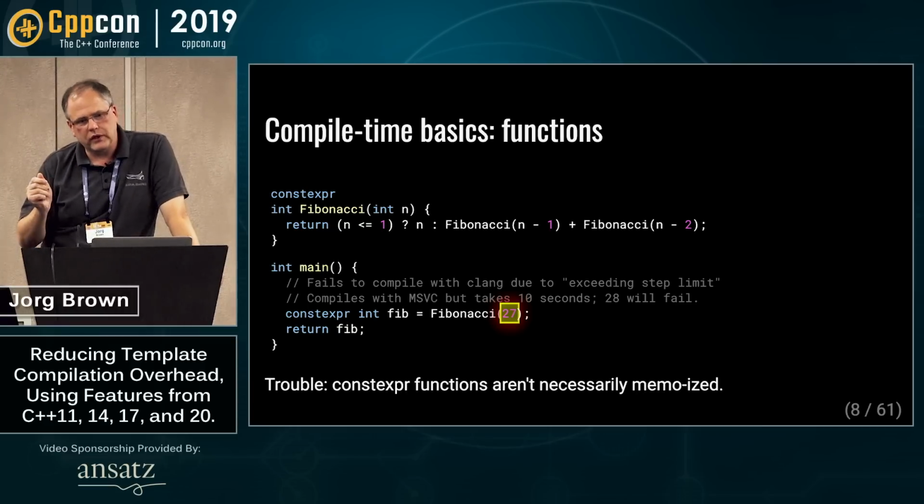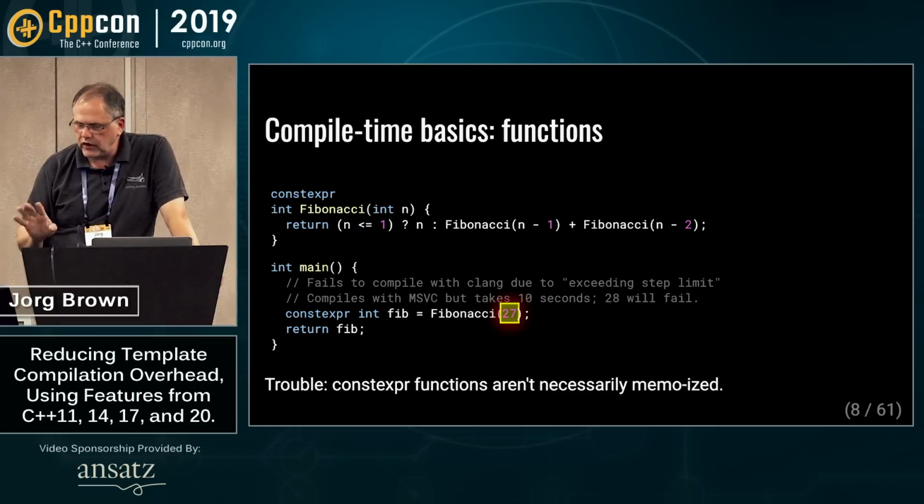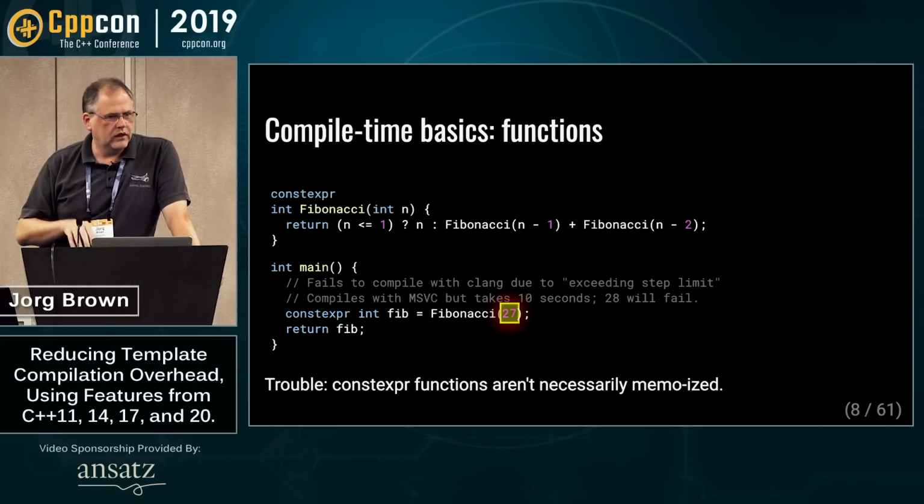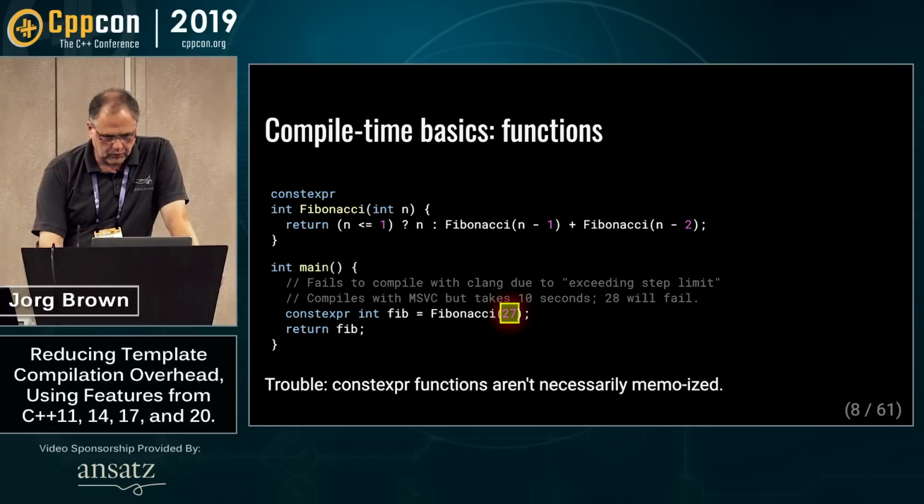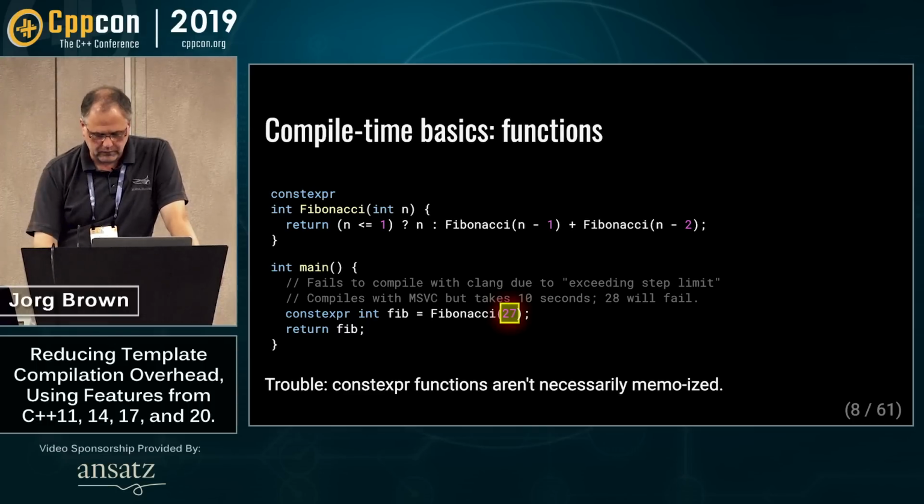And if you up the number to 28, Microsoft will also give you failure. Interestingly enough, GCC, no problem at all. It takes less than half a second. And the underlying problem here is that constexpr functions are not necessarily memoized. So during this 10 seconds that Microsoft is spending, they're computing Fibonacci of 5 and 4 and 3 and 2 hundreds of thousands of times.